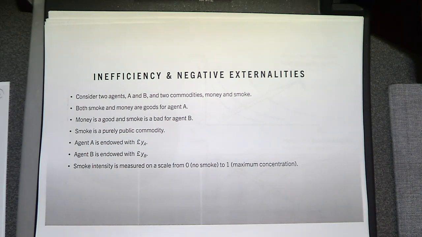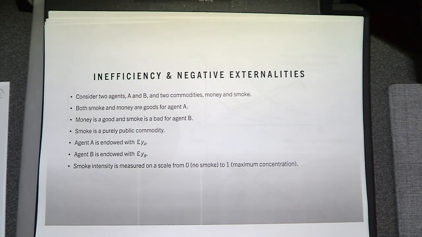We're going to consider two agents and two goods, and we're going to work with smoke. Smoke is a very typical example of externalities. And the other good is money. Now, here there's going to be a trick. For one of the agents, agent 1, both goods are good goods. And for the other agent, money is a good, but smoke is a bad.